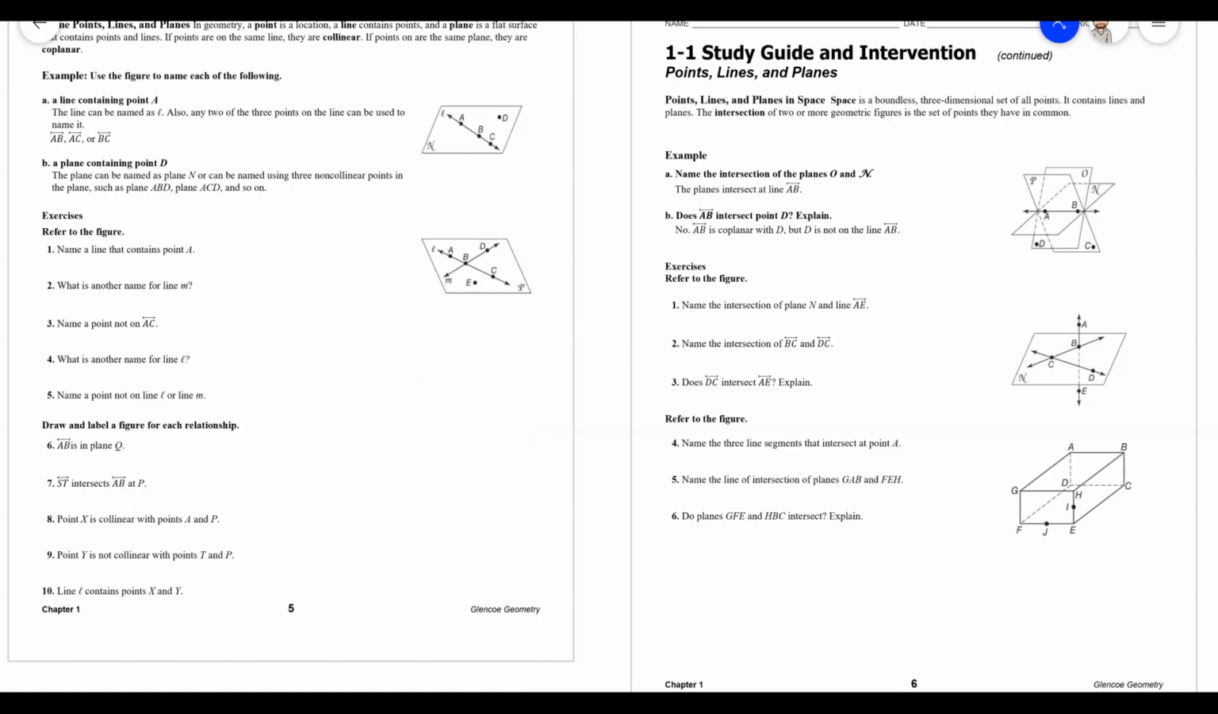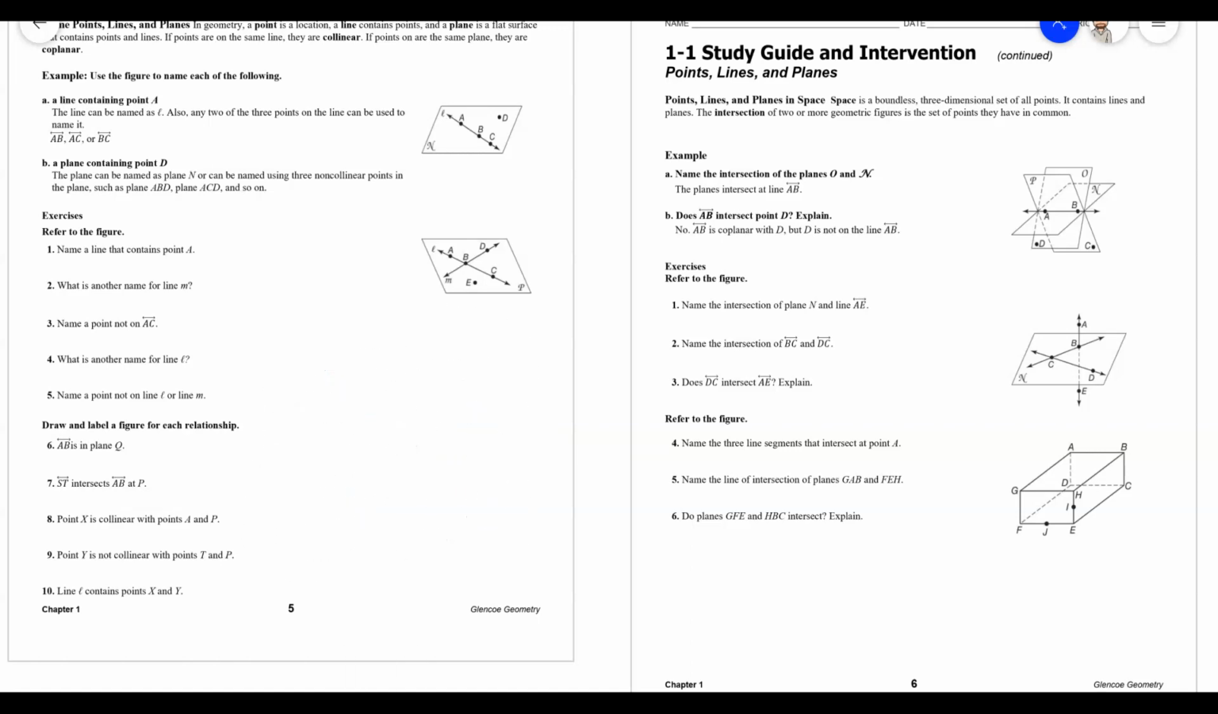Okay, let's try the next one. ST intersects AB at P. So two lines are going to intersect at a point, not on a plane. So they're not asking me to draw a plane here, so I'm not going to. I'm going to go ahead and draw a line ST. And then I'm going to draw a line AB. And they're telling me that these two lines need to intersect. And they intersect here at this point, P. That's what's being described there. I have line ST, I have line AB, and they intersect each other at point P.